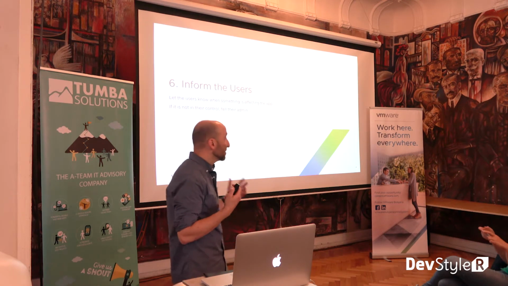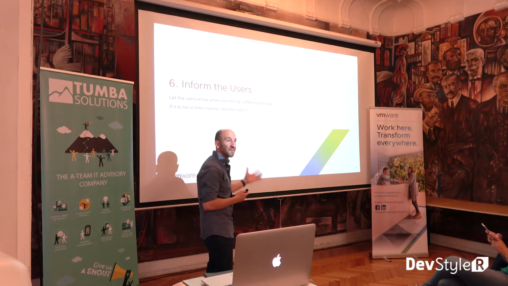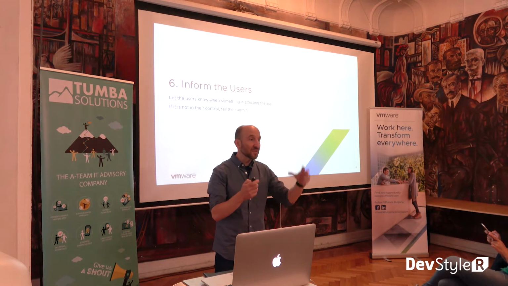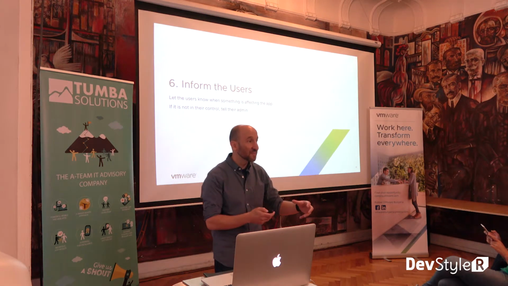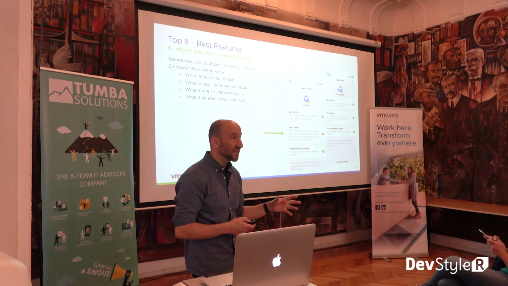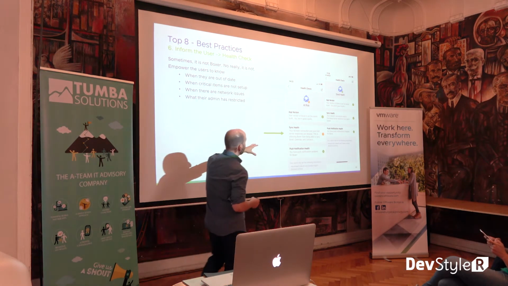The other part, along with shipping on time, is inform the users, right? Let them know when something is affecting the app. Let them know, hey, those networks that I was talking about, those load balancers, those firewalls, if they're causing problems, let the users know. We did this just in the last release, and it's fantastic. I really like having something like this. We have a health check within the app.